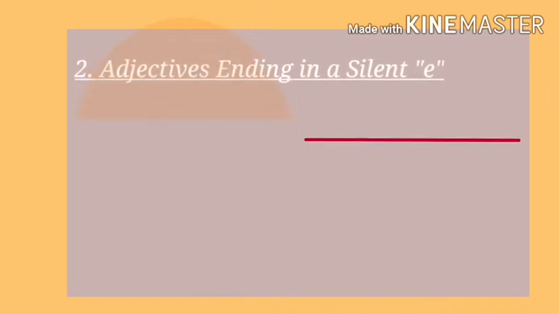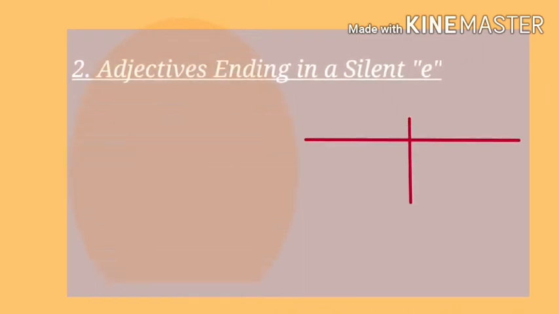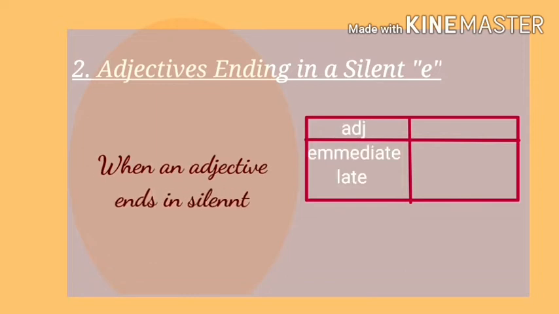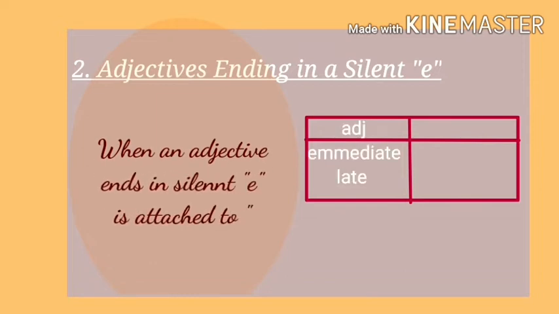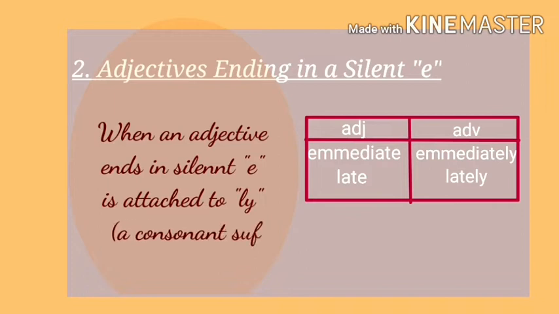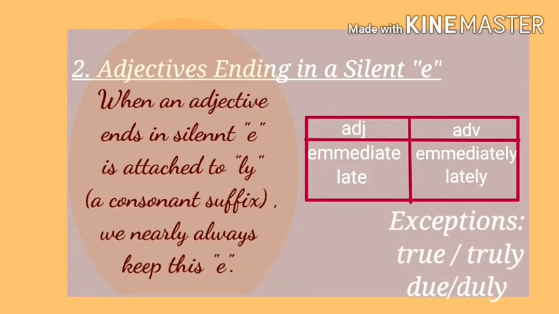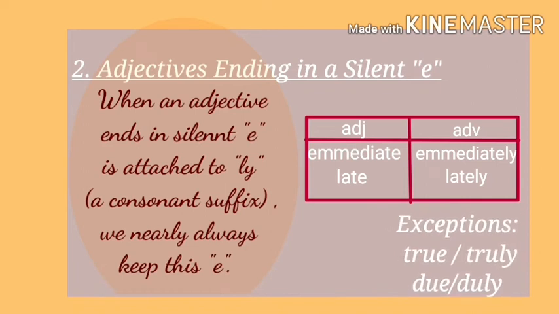Secondly, adjectives ending in a silent E. When an adjective ends in a silent E, and is attached to ly, which is a consonant suffix, we nearly always keep this E. Exceptions: true, truly, due, duly.